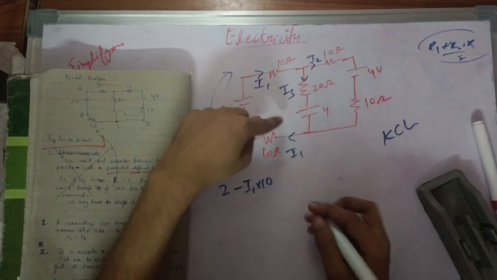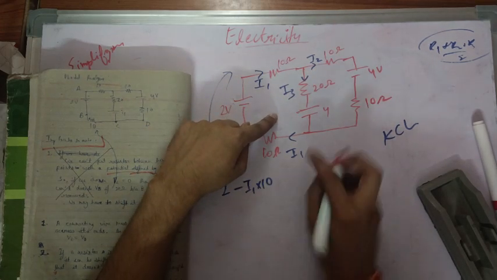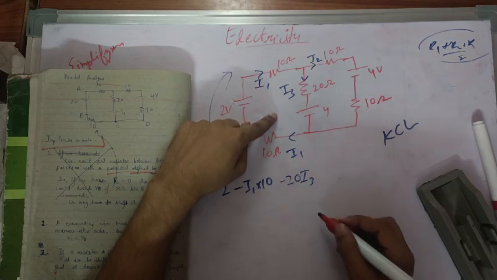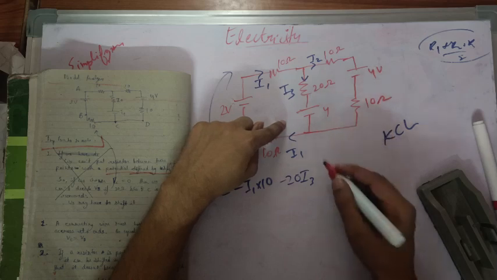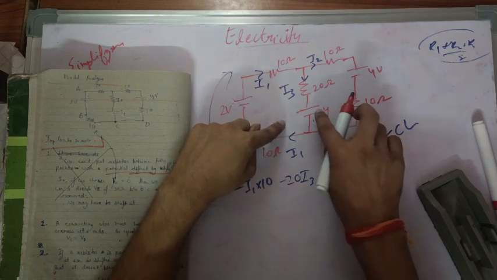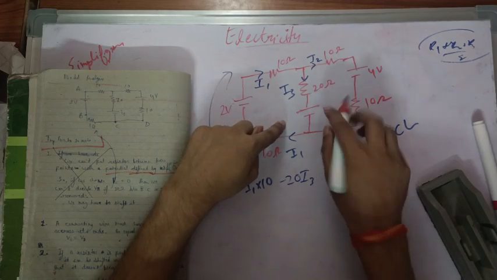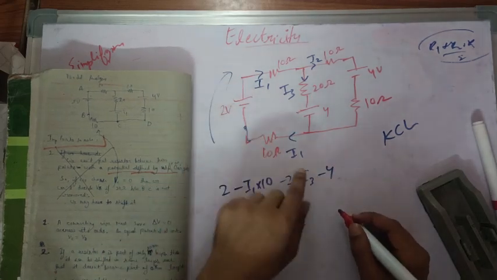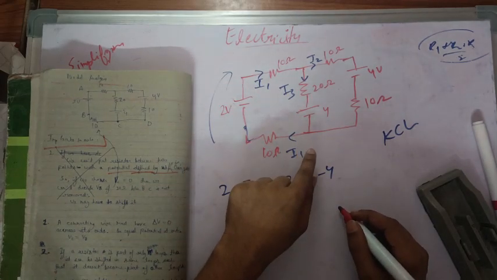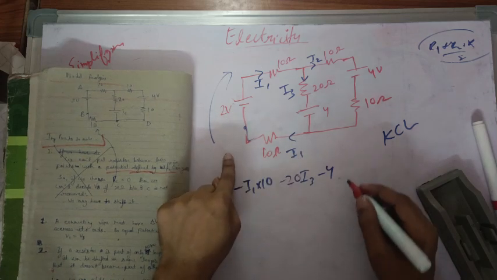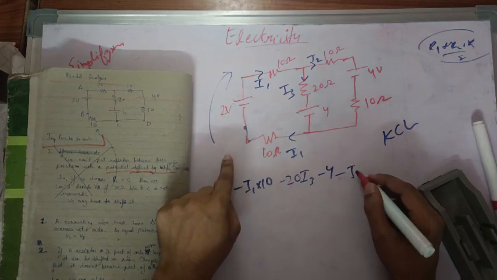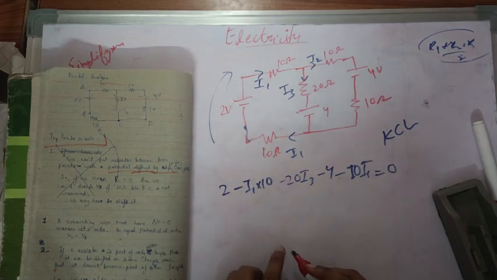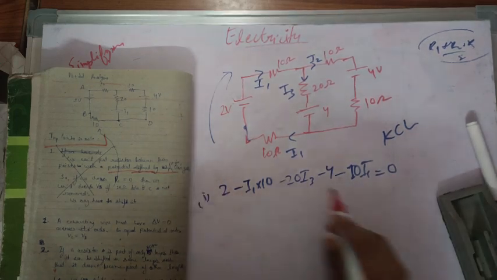Then it is also in the same way, so I will take minus 20 into I3, and this is connected in this manner, so its potential drop is minus 4 volt, and this current is flowing in this direction again, so this is minus 10 I1. This is equal to 0. This is the first equation we get.